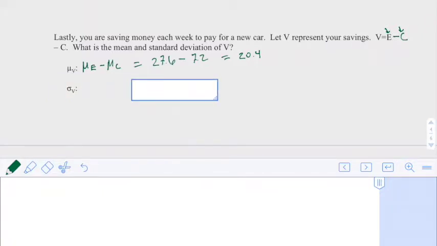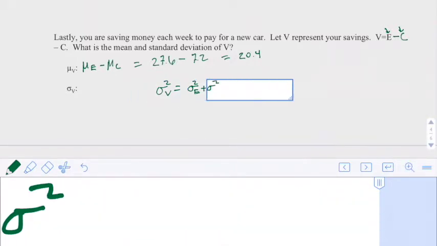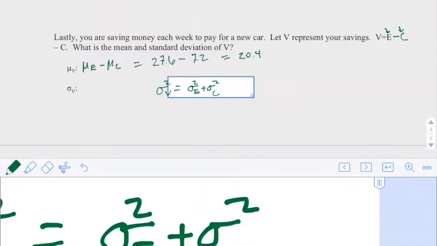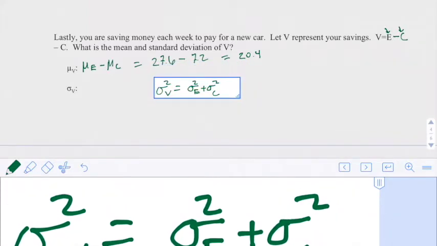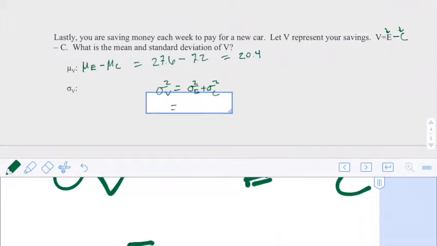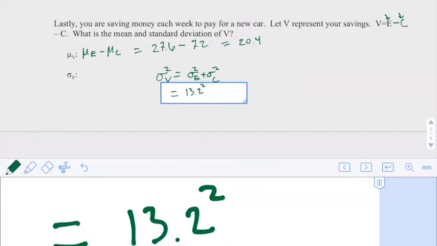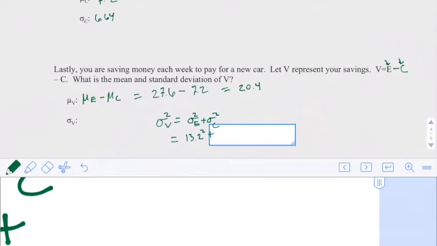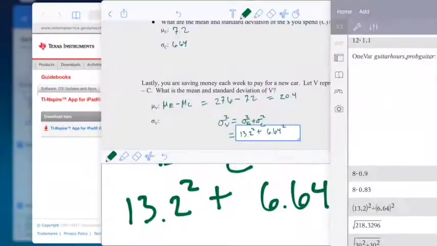So we're going to take this variance of our savings, squared, equals the variance of our earnings, squared, plus the variance of our cost, squared, right? Remember, it's always plus. Even though we're putting two distributions together, our standard deviation, our spread, is going to get wider because we're putting two distributions together. There's always going to be more error. So this equals 13.2 squared plus 6.64 squared. And I have that already for you: 218.33.